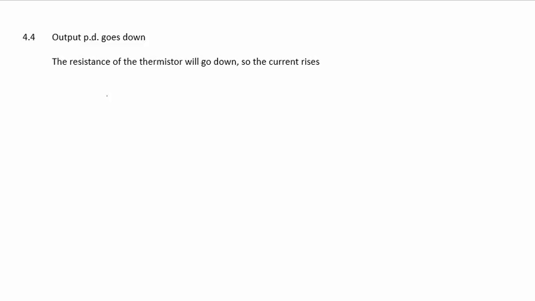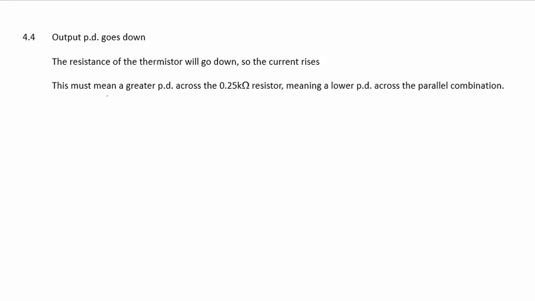In 4.4, we're to state and explain the effect on the output PD of raising the temperature of the thermistor. Well, the output PD will go down. The resistance of the thermistor has gone down and therefore the current through the circuit rises. This must mean a greater potential difference across the 0.25 kilo ohm resistor. This means a lower potential difference across the parallel combination.